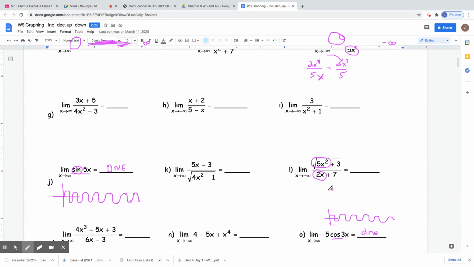Square root of 5x squared. Don't worry that 5 is not a perfect square. Square root of 5 is the square root of 5. The square root of x squared is x over 2x.